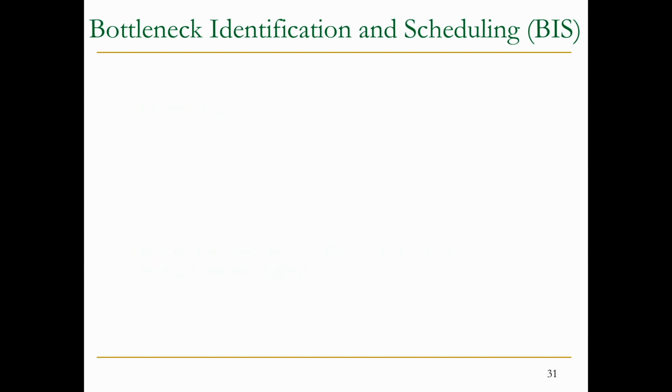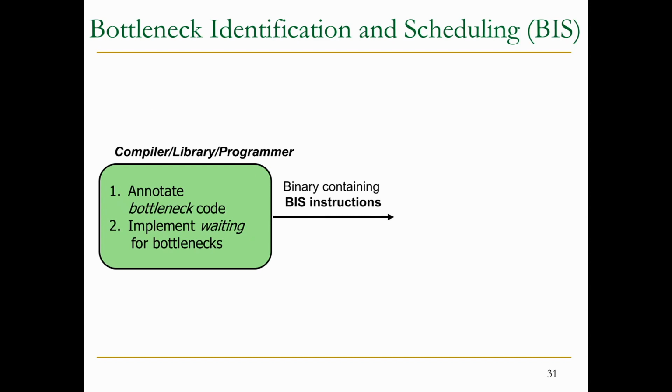This is, again, a hardware-software cooperative mechanism. Again, you can imagine purely hardware versions of it. It becomes complex, in my opinion. It's a lot easier if somebody provides you the high-level semantic information about what the code looks like. So basically, the compiler, library, and hopefully not the programmer, does this. They basically annotate which code may potentially be a bottleneck, and they also implement waiting for bottlenecks. I'm going to show you what exactly that is.